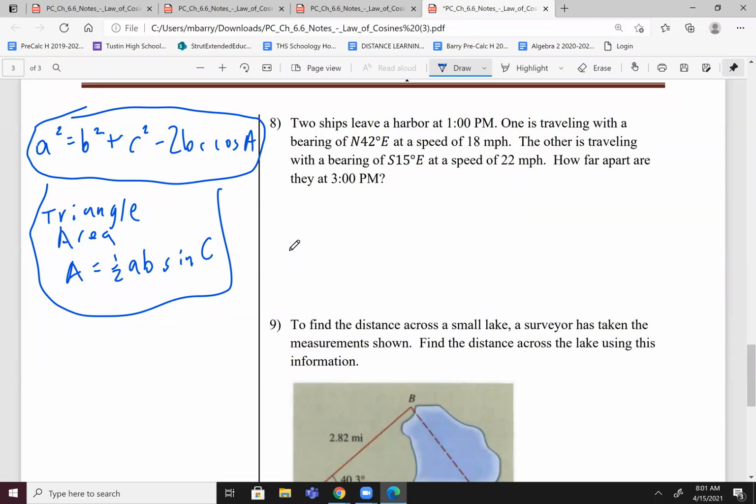Okay, so now we'll do a few word problems here. I went ahead and wrote down the formulas over here that we learned this chapter, or this section. I don't think you need to write them down because you have them in your notes, but just so you can see what I'm referencing here.